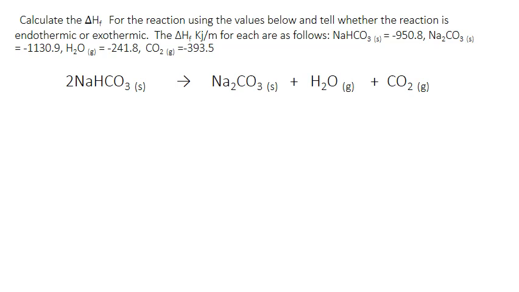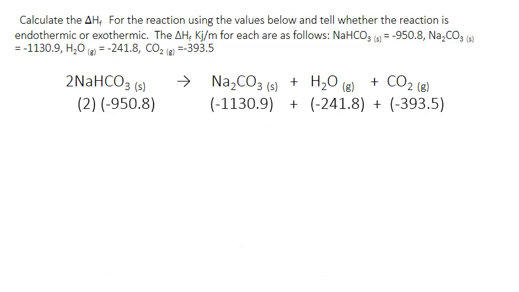The first step is to find our values. The values are given in the problem, so we're going to multiply how many moles we have of each, which is your coefficient. So the coefficient times the value. For sodium bicarbonate, it is a negative 950.8, which is given in your problem.